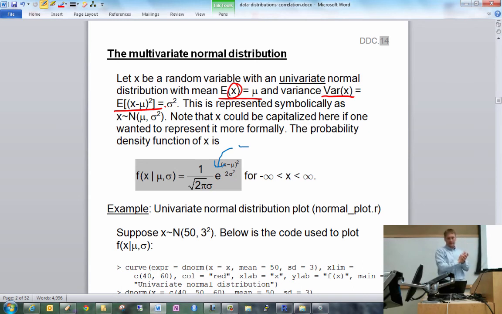Okay? We can represent this symbolically. Almost all of you probably have seen this notation before, as x and then a little tilde, N(mu, sigma squared). That tilde, if you have not seen it before, represents the words "is distributed as." So I would phrase this as x is distributed as a normal random variable with mean mu and variance sigma squared.